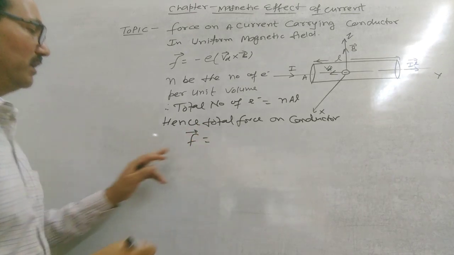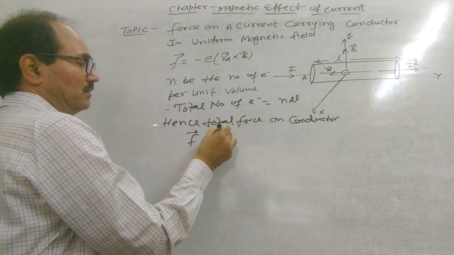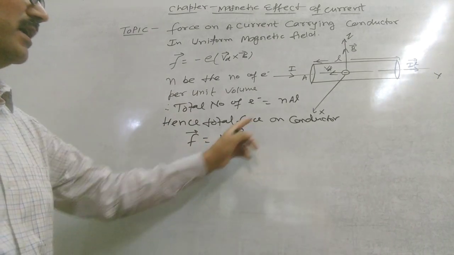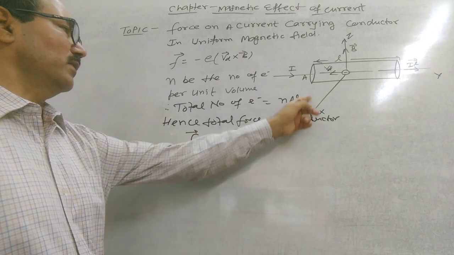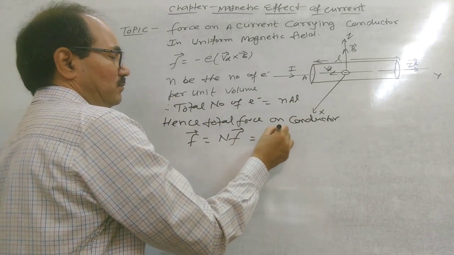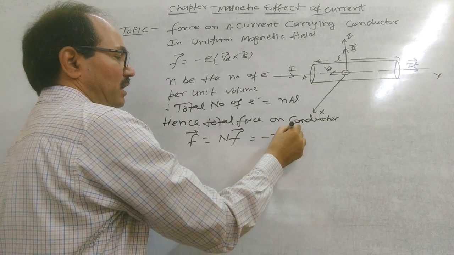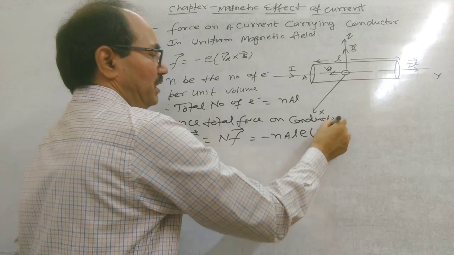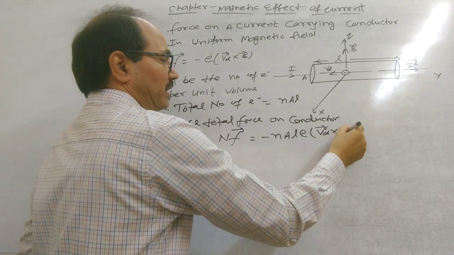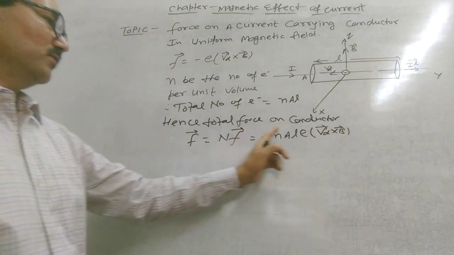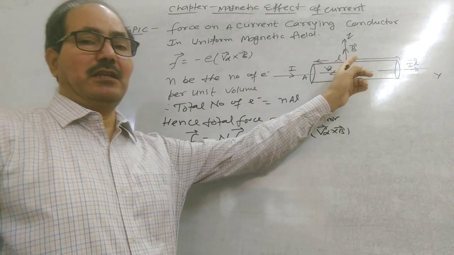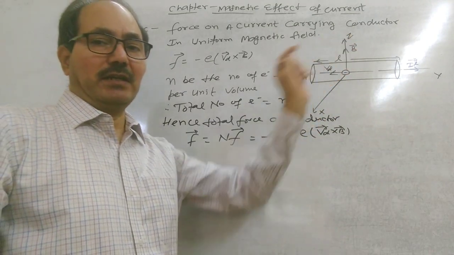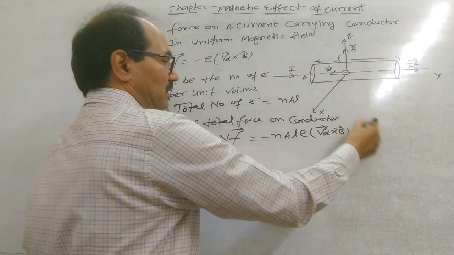यहाँ पर ये capital F लिख रहे हैं, this is small f and this is n into small f. n क्या है, total number of electrons. Therefore this is minus n into A into L into e, into Vd cross this magnetic field. Right? This is the total force on the conductor. जितने भी इसके अंदर इलेक्ट्रॉन थे उन सभी पर इतना फोर्स. तो this force is on the conductor. Now this is equation number 1.